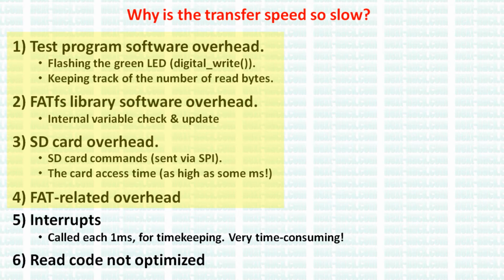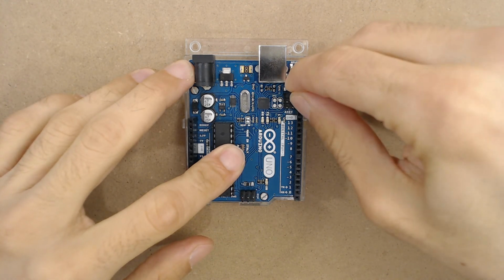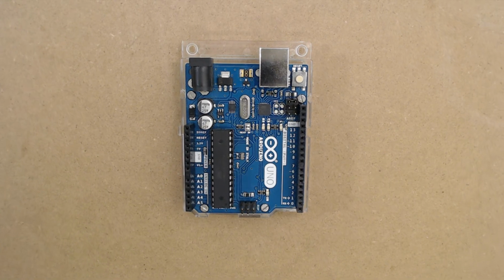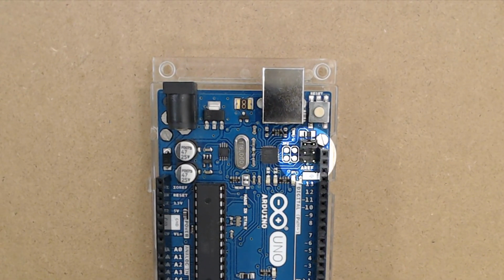These will be covered in the next video. As we said, using the USART prevents us from sending data using the serial monitor. Furthermore, we need to disconnect our circuit when programming. As a third drawback, we will see in the next video that we will have to put a jumper between the reset and the ground when not programming. This is to avoid contention between the programming IC and the other peripherals such as the ATmega328P, the SD card and the display.